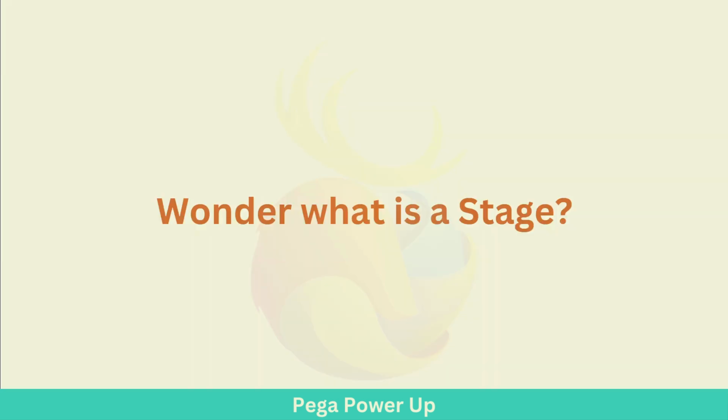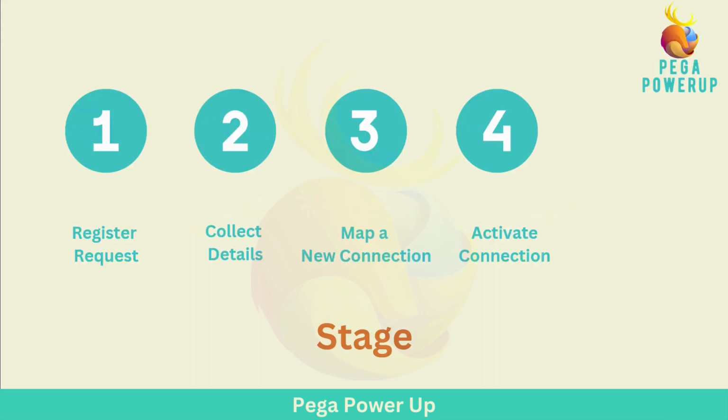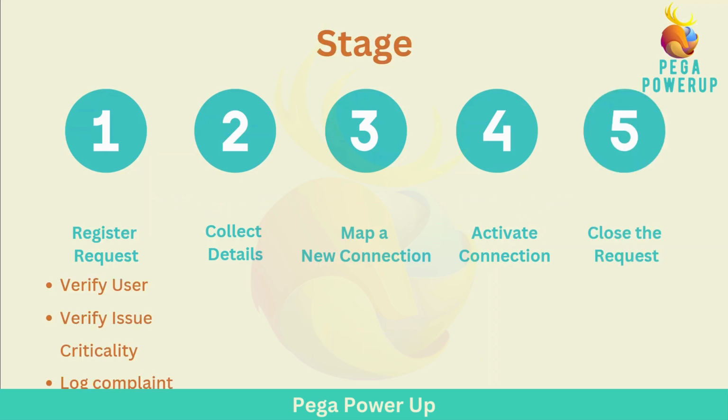Do you want to know what is a stage? So we just saw about case type, and in that we saw about stage. So we will see it with our example. Let's go back to our example. Stage is nothing but a milestone in the business process. In other words, it is a group of steps in a business process. Here, stage represents the group of steps like verify user, criticality, and log complaint under the stage name called register request. I hope you understood about stage.